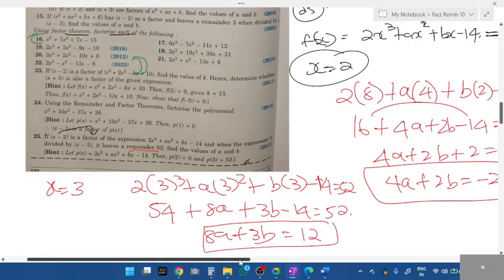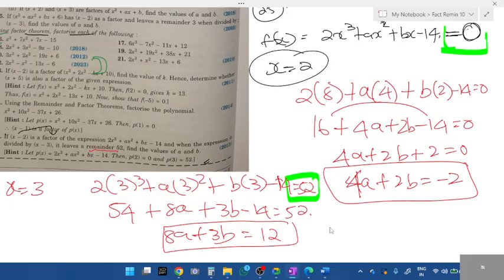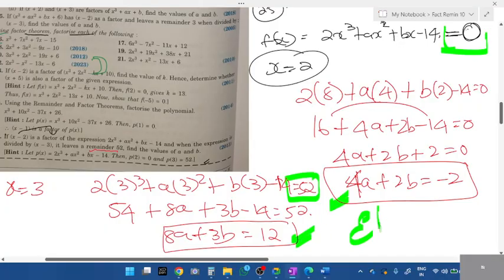All of you understood how I got these two equations? Can you respond, students? Last one, will end the class. Okay, this is how you solve. The key point here is remainder 0 for the first one, remainder 52 for the second one. Just substitute and keep solving. You'll have two equations. Use the elimination method. Try to eliminate any one alphabet, you'll get the value of A and B.